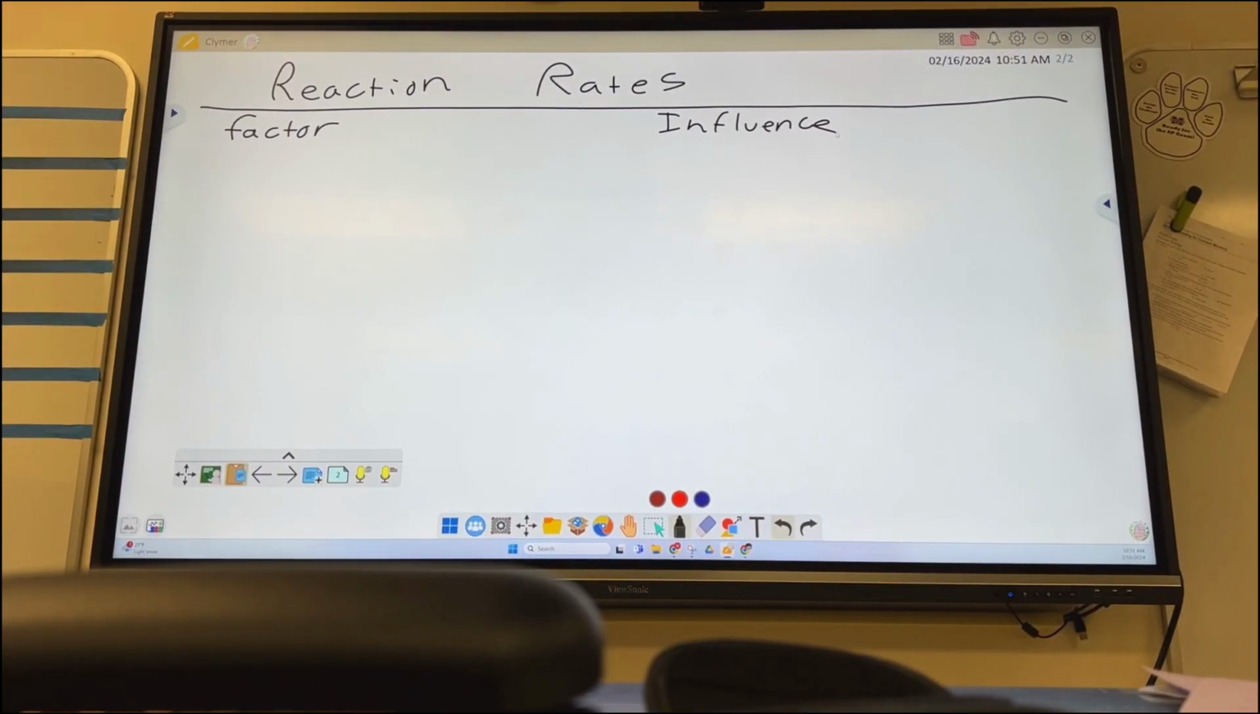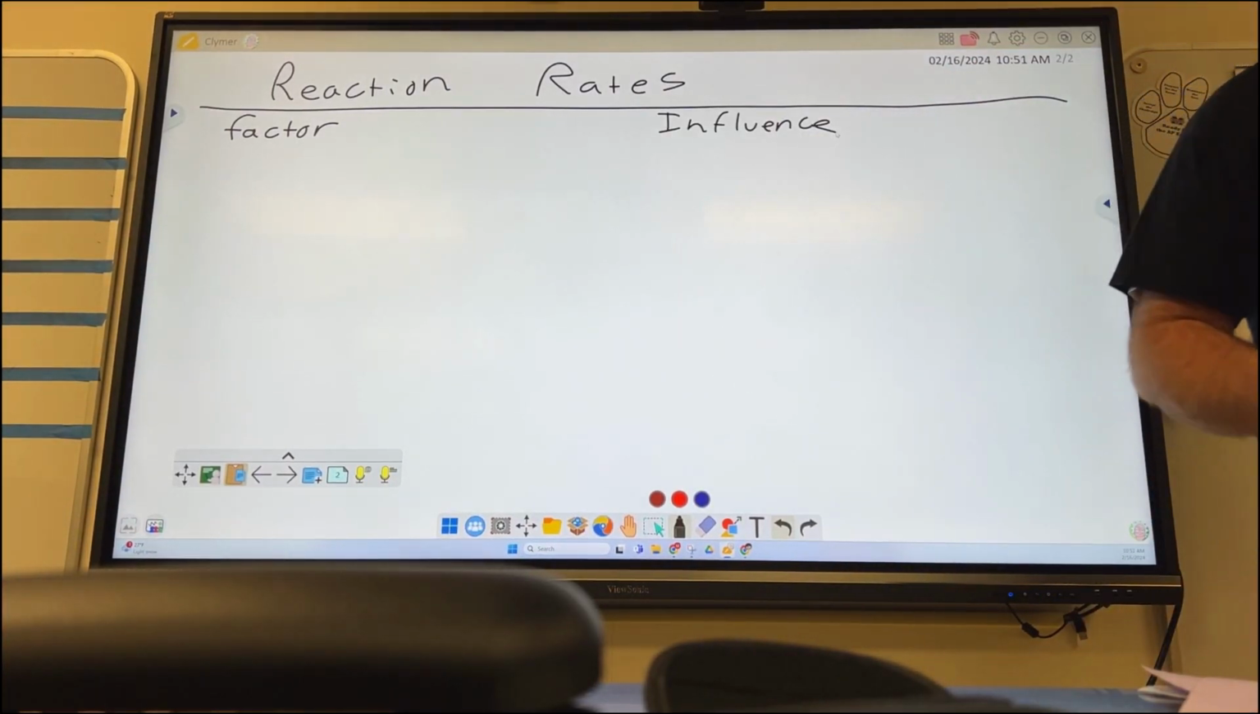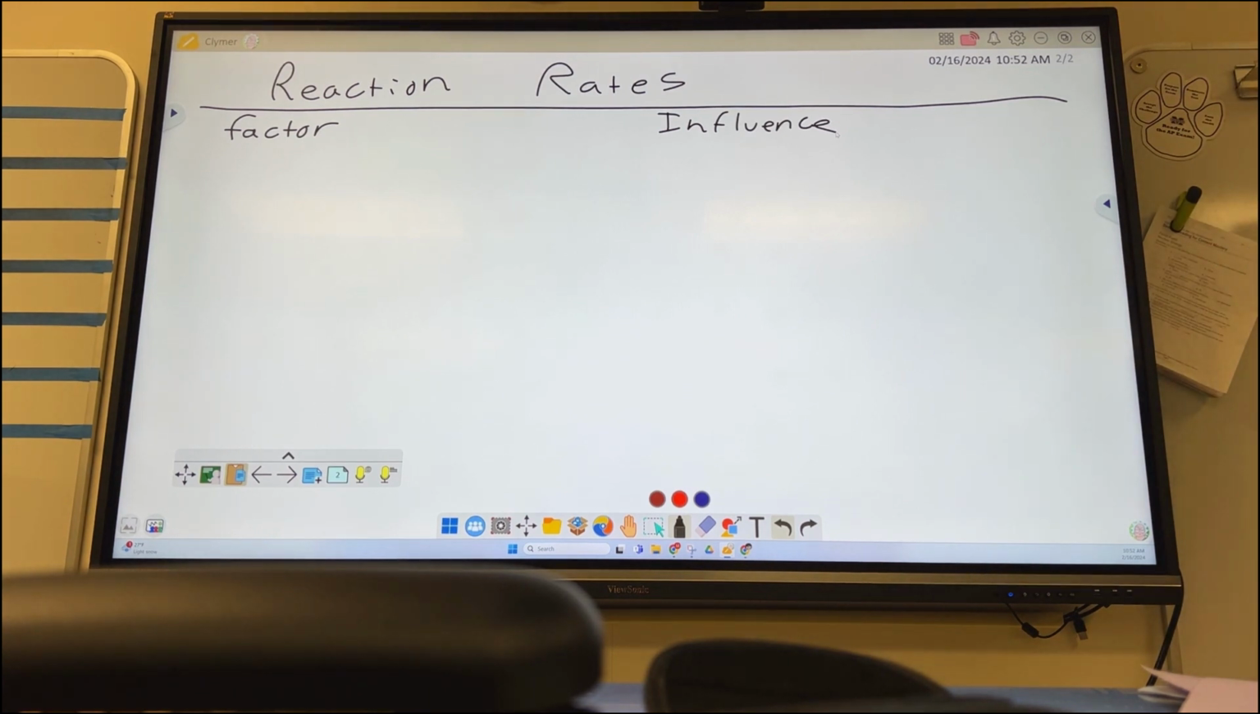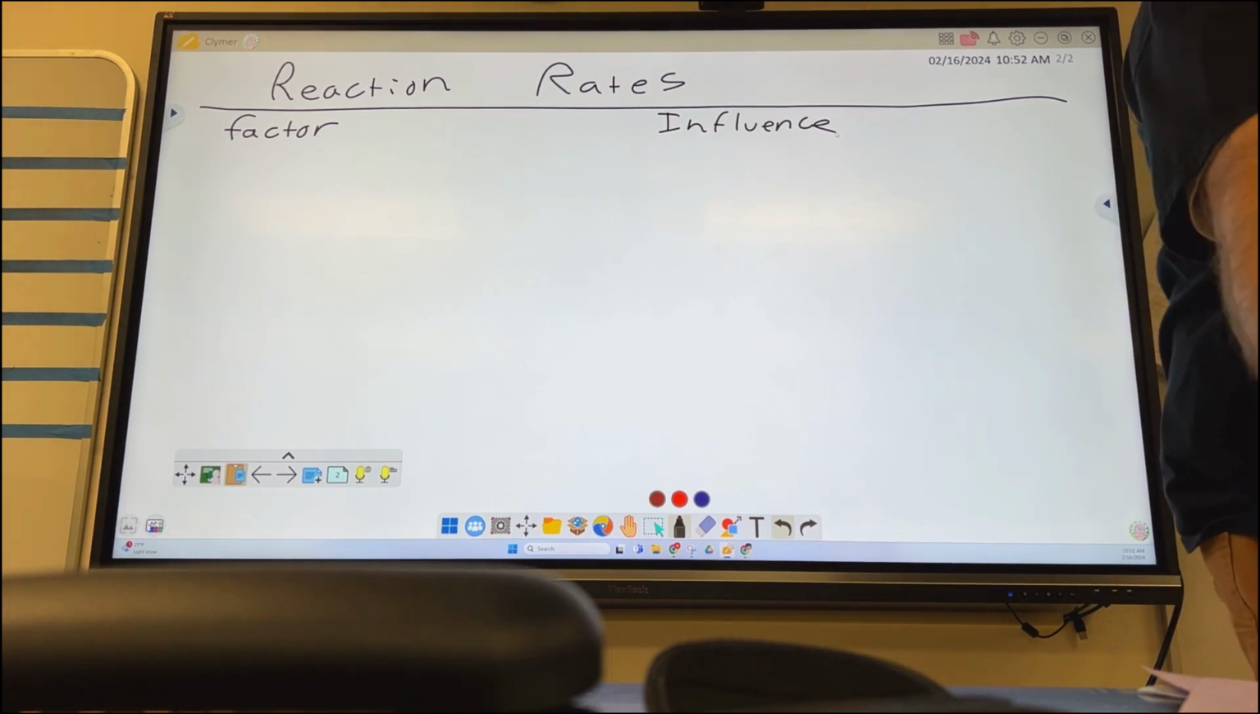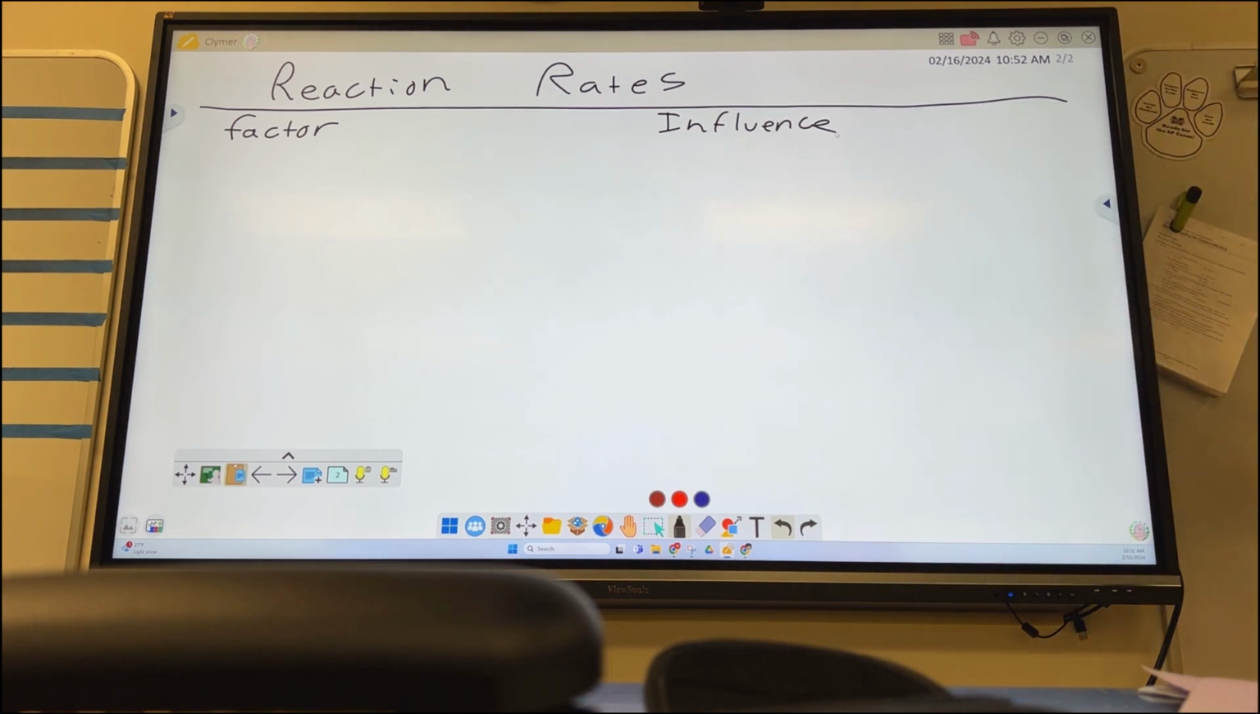All right, so where we go from here is the discussion on reaction rates. This week in lab, together we explored the 4 different factors on reaction rates that we're going to discuss in this chapter.